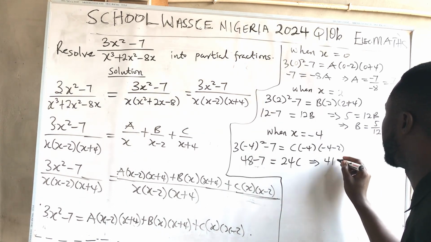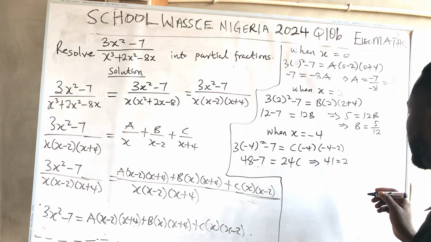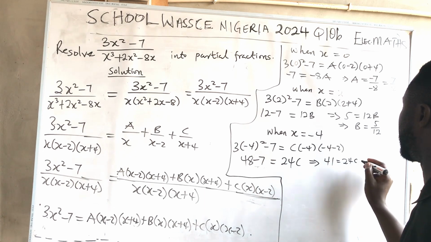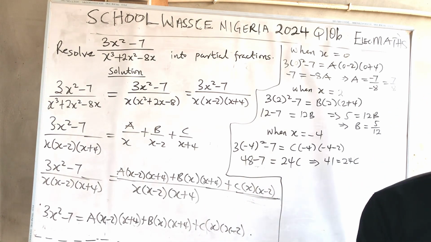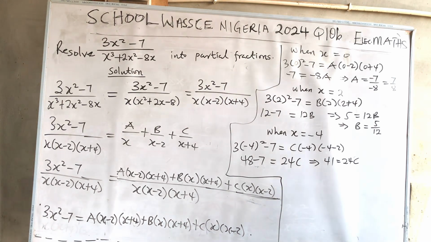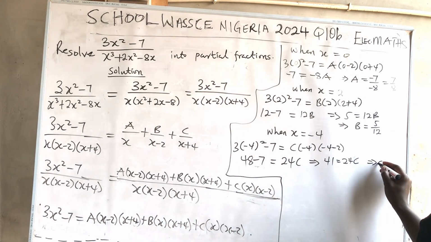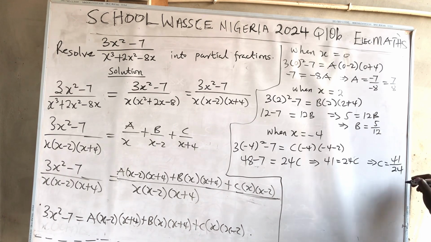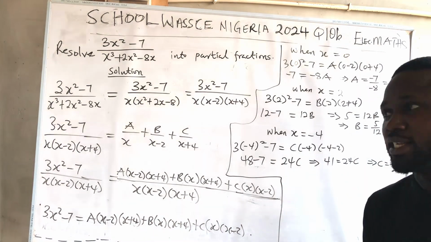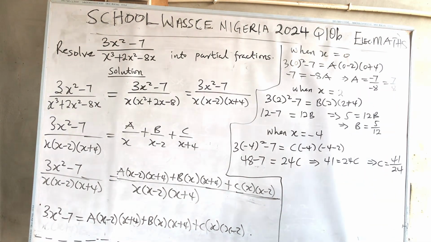So 41 is going to be equal to 24c. Alright, so what will be our c? Our c is going to be 41 divided by 24. So our c is 41 over 24.